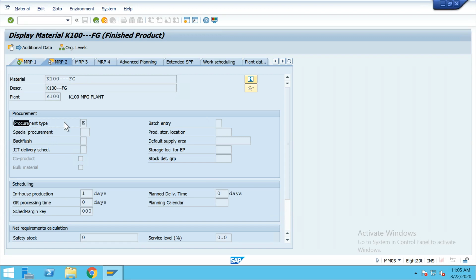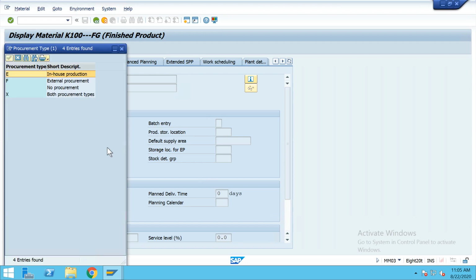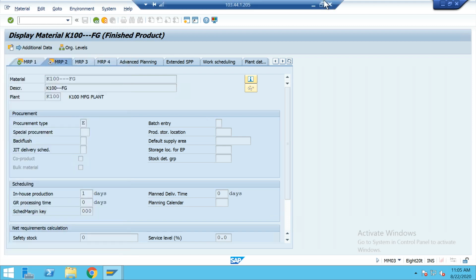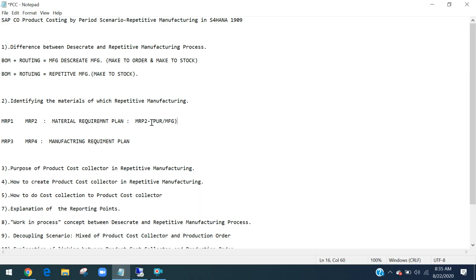In MRP2, first the system is searching the procurement type. Procurement type means whether this is in-house production, external procurement, or both. That means it indicates whether this is manufacturing or purchasing. First, this is the question we have to identify. MRP2 first indicates purchasing and manufacturing.